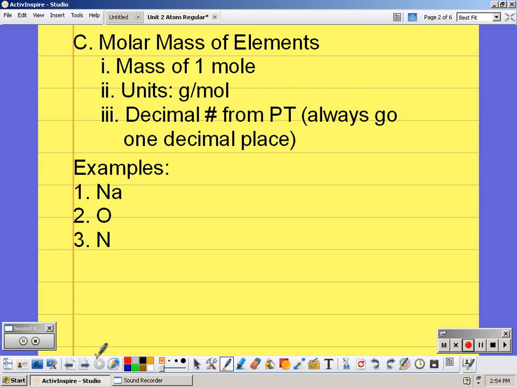Molar mass is the mass of 1 mole. So if I take Avogadro's number of atoms, then the mass of it is going to be the molar mass. The units are grams per mole, and it's a decimal number from the periodic table. We're going to always go to 1 decimal place.